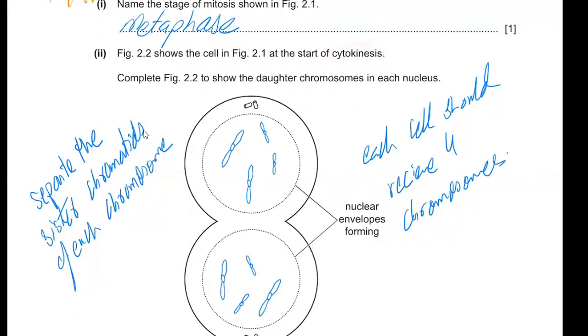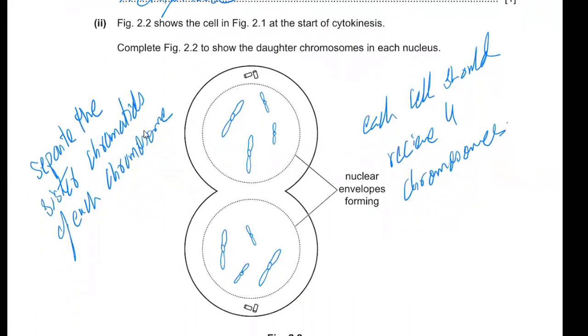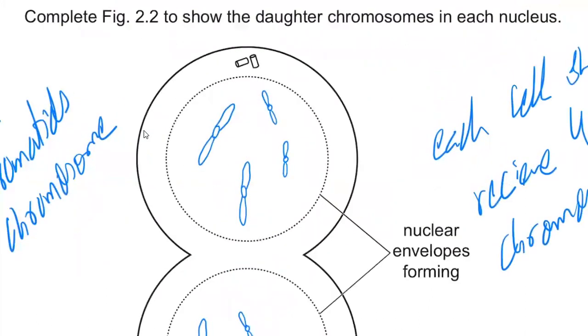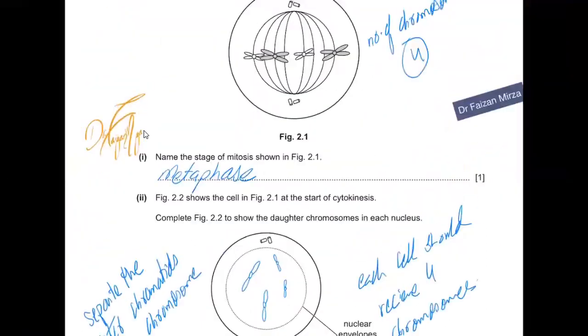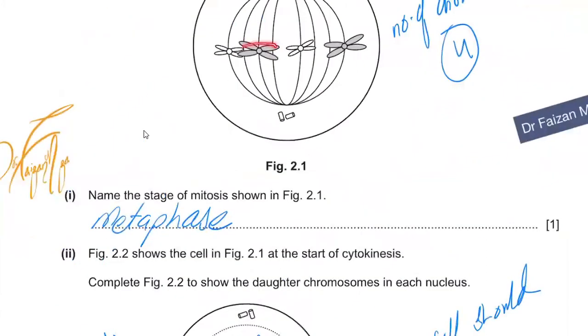Complete figure 2.2 to show the daughter cell chromosomes in each of the nuclei. So you need to show the daughter chromosomes. What will we do? We'll show 4 chromosomes. And again, 4 chromosomes means just make sure that 4 centromeres are drawn, and around each centromere you will draw the chromatid. What I have done is I have not shaded any, because you can see that this chromosome is shaded, this chromosome is shaded, whereas these two are unshaded.